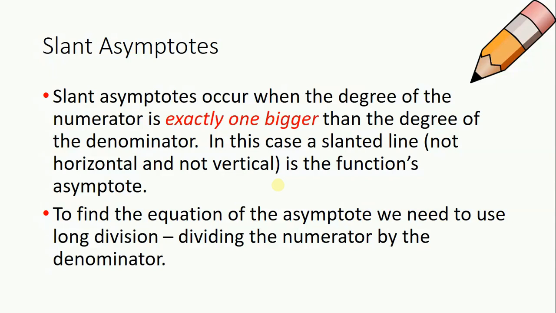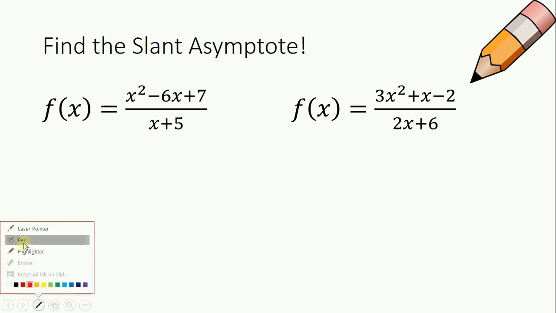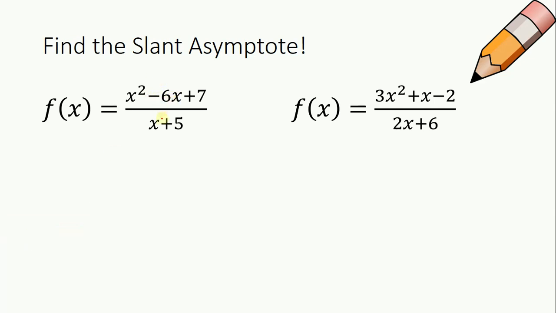To find the equation of your asymptote, we need to use long division. Reason why we learned it earlier. So we're going to divide the numerator by the denominator. So let's do a little bit of test here. Can we find a slant asymptote? They tell me that I need to divide x squared minus 6x plus 7 by x plus 5. So I'm going to set up my division: x plus 5 divided into x squared minus 6x plus 7.